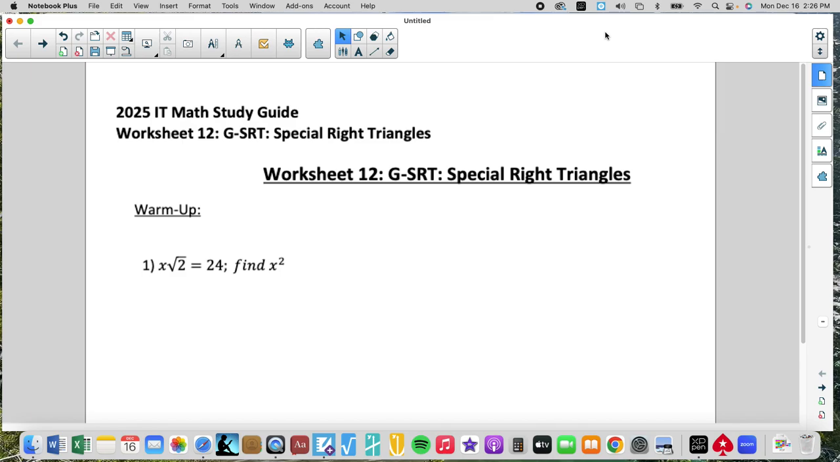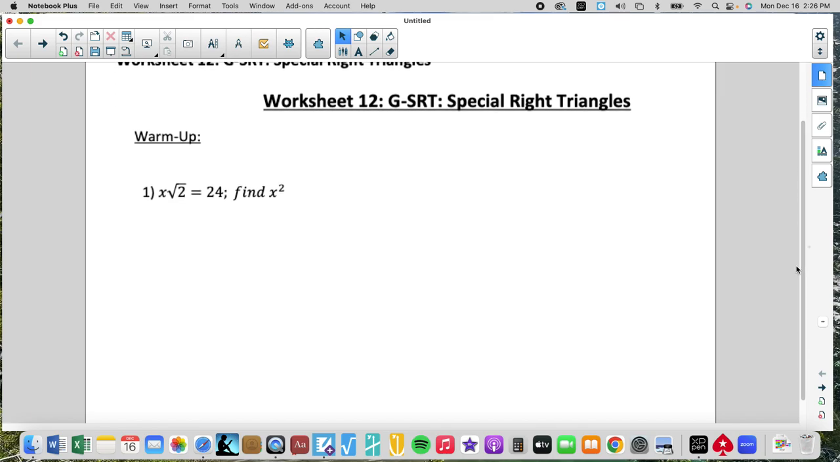And this is our warm-up. We're dealing with special right triangles on worksheet number 11. We learned about the Pythagorean theorem: a squared plus b squared equals c squared, which is true for all right triangles. And this is our warm-up. It says, if x times rad 2 equals 24, find out what x squared is.